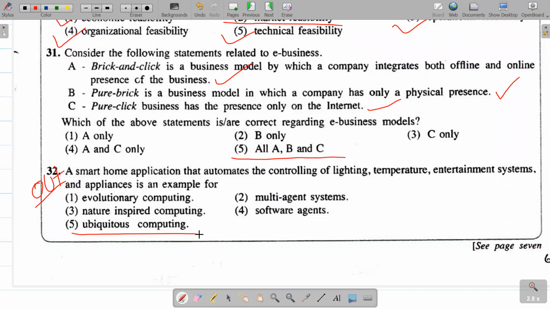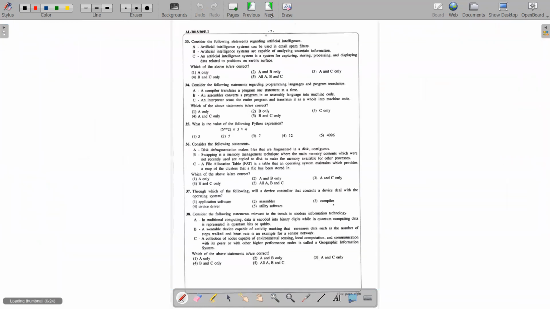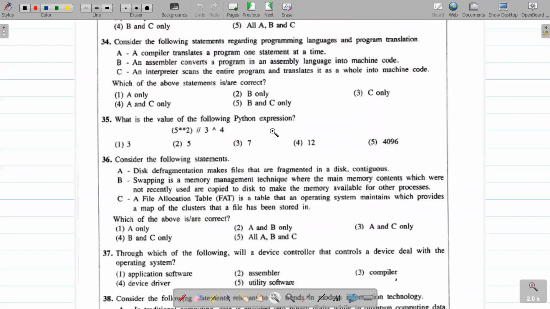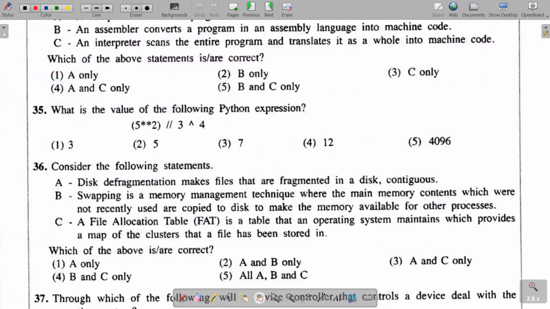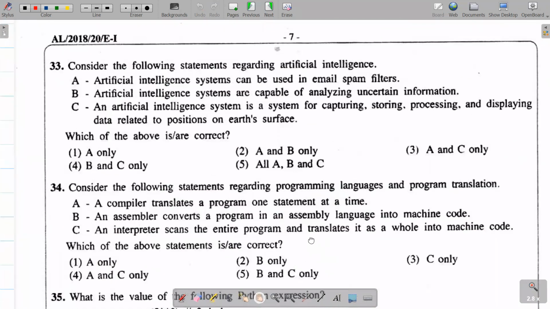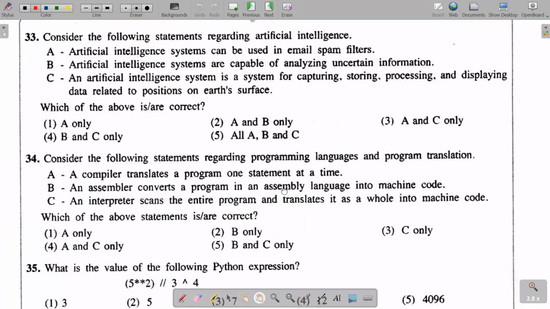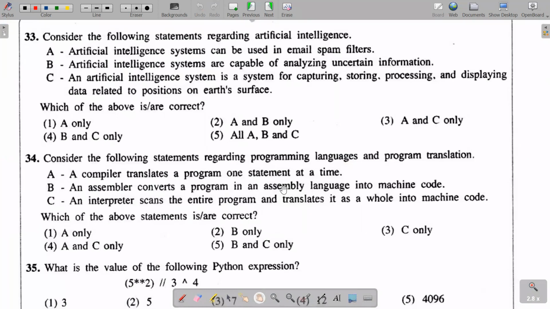32nd, then 33rd. Yes, consider the following statement regarding artificial intelligence. Artificial intelligence system can be used in email spam filters. Which of the above are correct? Yes, email spam filters. Yes, we can. So again, email spam filter.